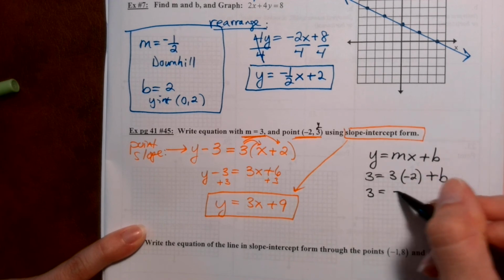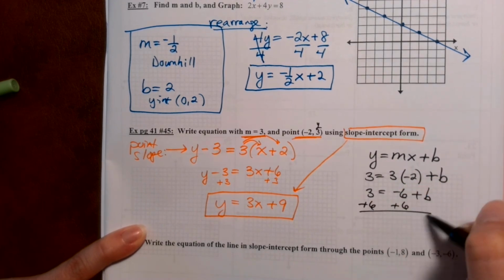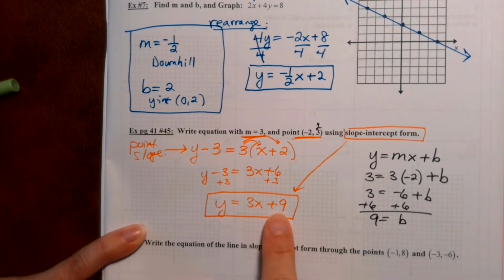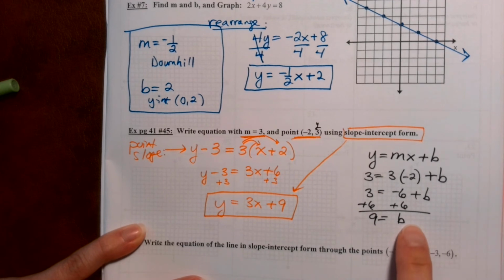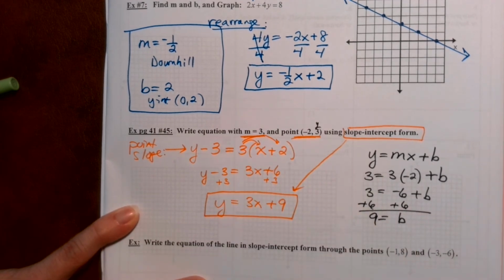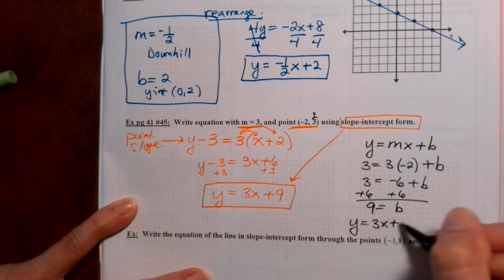So 3 equals negative 6 plus b. Add the 6, and now we get the b value is 9, which is the b value that we got over here. So now we know the m, we know the slope, and we know the y-intercept. So now we can go ahead and write the equation y equals 3x plus 9.